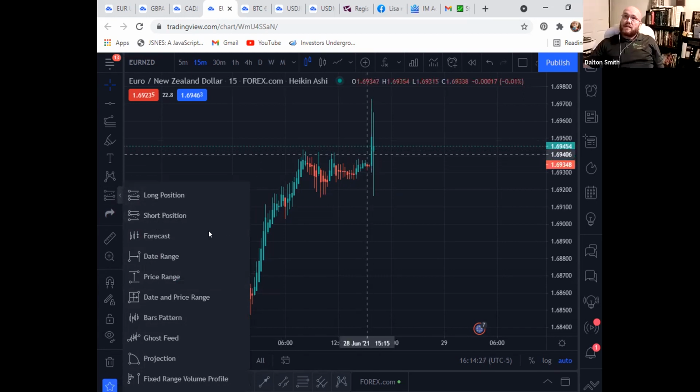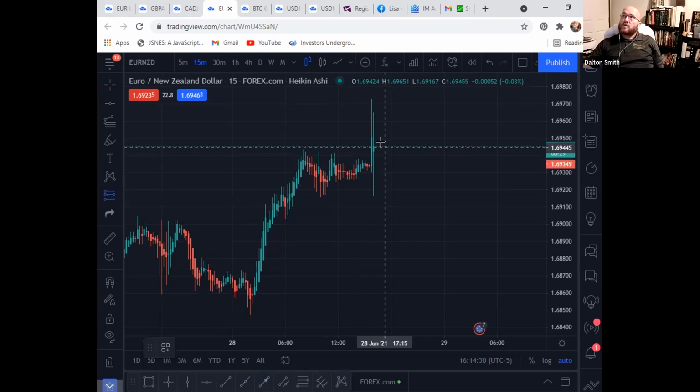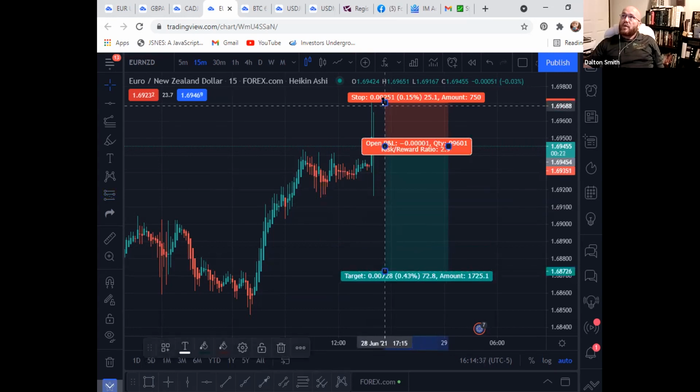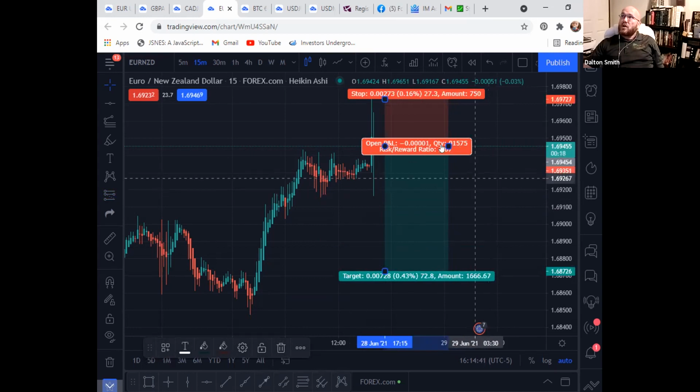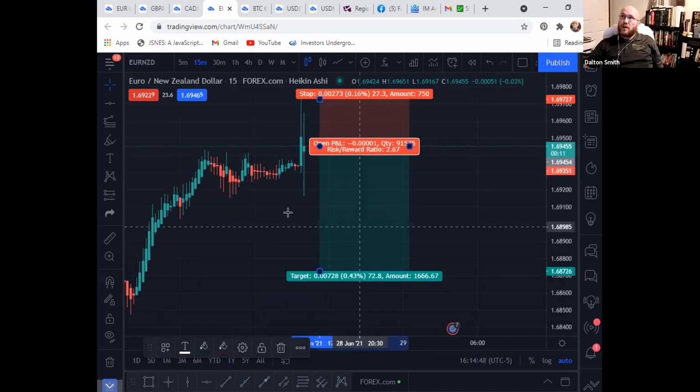So let's say this is a sell market. So we would just put, we were going to enter here. This would be our short position. We drag this down to where our take profit is. We take this where our stop loss is, and then it tells us you've got a 2.67 risk to reward ratio.